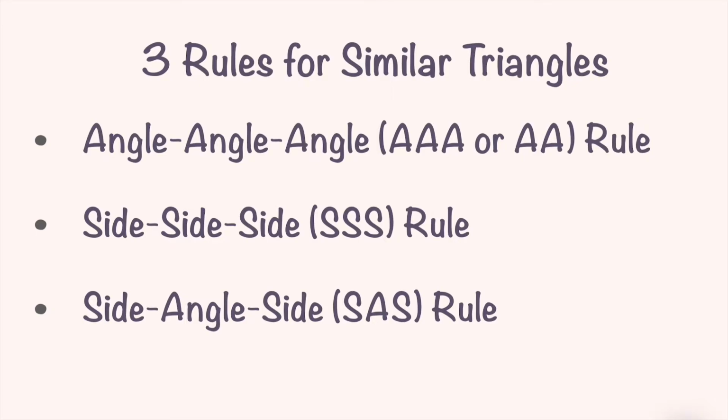The second rule is called side rule, also known as SSS. If all three sides of the two triangles have the same ratio, then the triangles are similar. The third rule is called side rule, SAS. If two sides of the triangle have the same ratio and the included angle is the same, then the triangles are similar. Let me show you some examples of them.